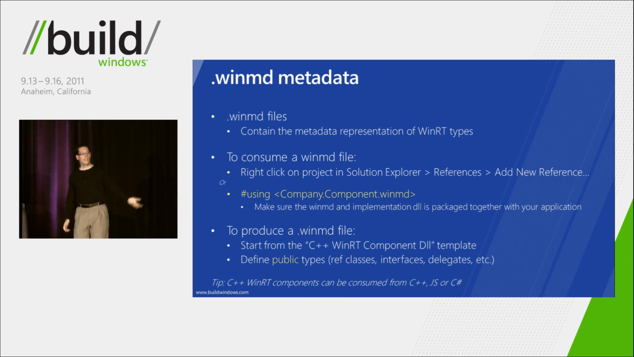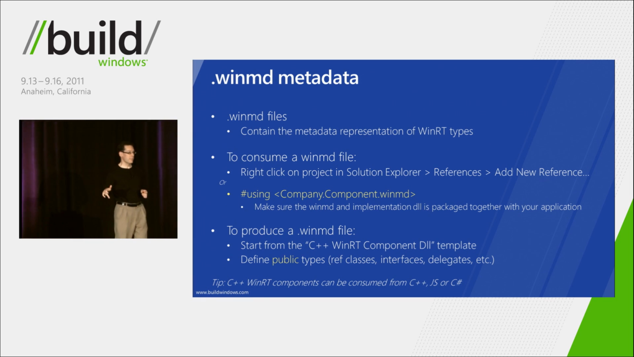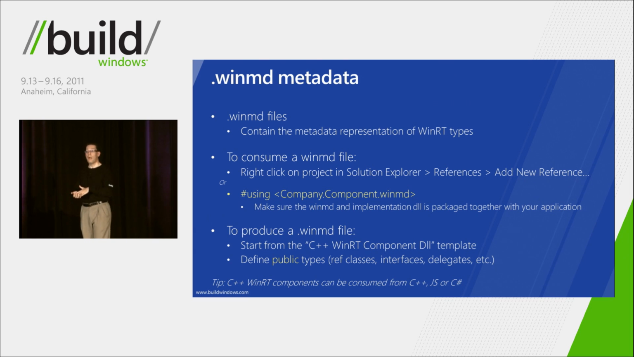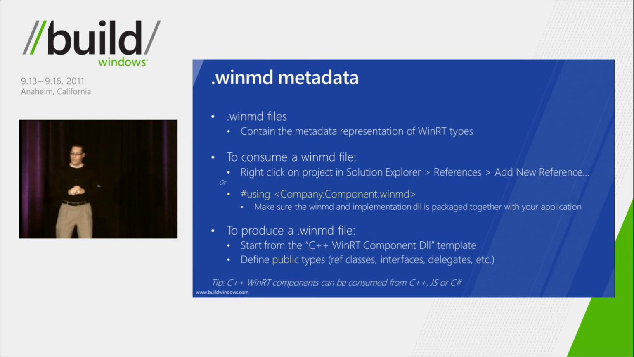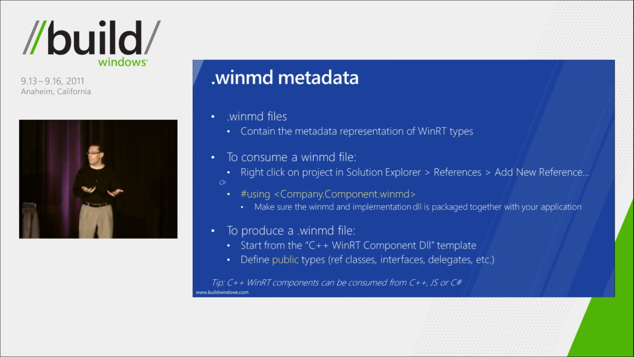Now, what if you're trying to consume somebody else's? Somebody else creates a wonderful WinMD that you want to consume. There's two ways you can do it. Go into VS in the Solution Explorer and add references, and then we'll pull it in. Or if you want to do it in code, then instead of pound include, you go pound using, and you give the WinMD file name, and that will have the same effect. To produce a WinMD file, all you do is you start from one of the wizards that gives you a component DLL, that's a WinRT style wizard. You define public types, and we just do the rest. All of it gets projected as you compile.